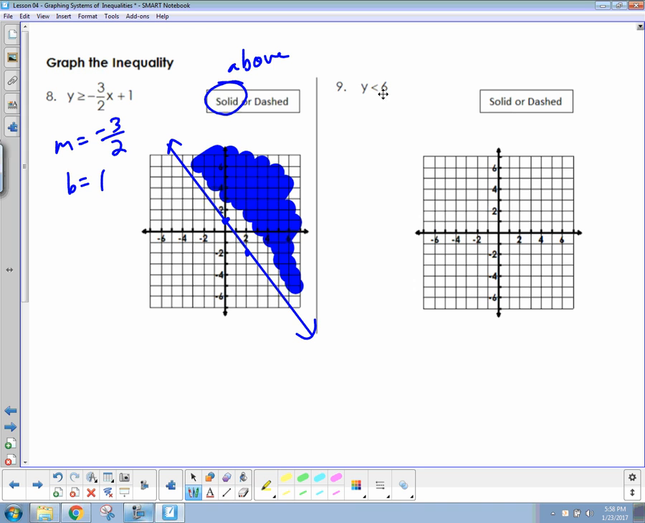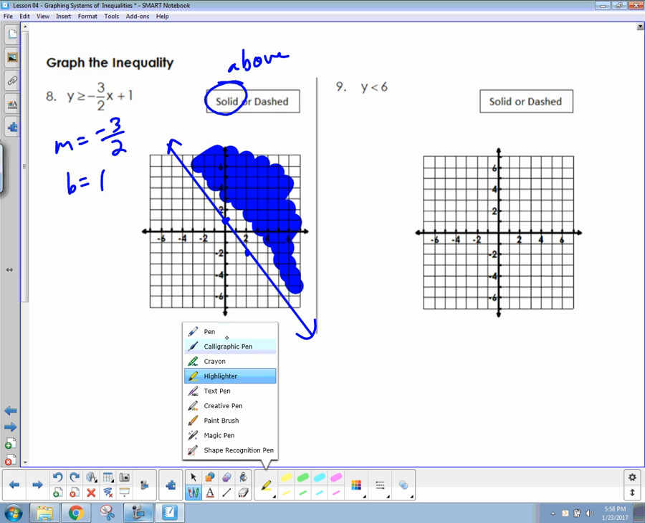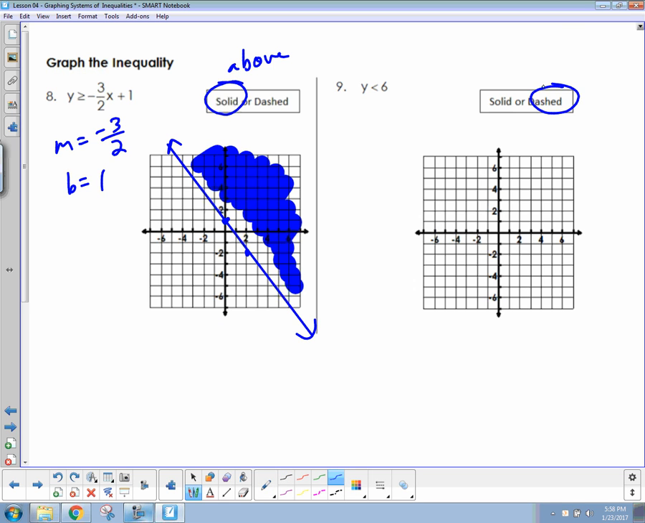Again, no line underneath, so it's going to be dashed. Let's get this marker back. There we go. It's going to be dashed. That means less than, so we're shading below. Y less than 6, remember, is going to be a horizontal line at the 6, and this one's going to be dashed. So let me change my line to dashed.